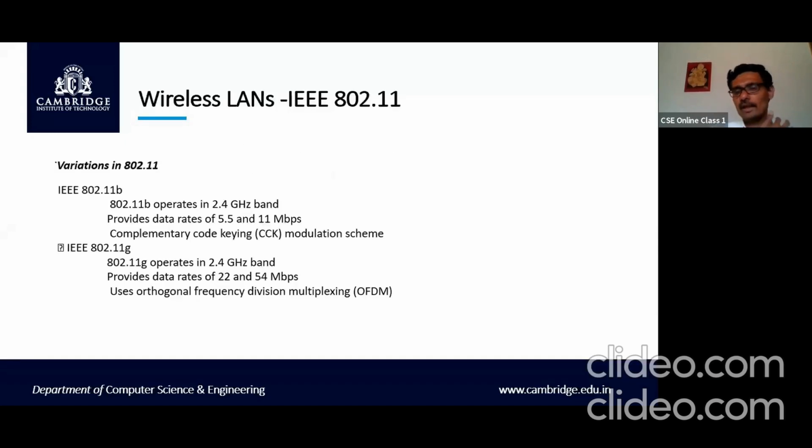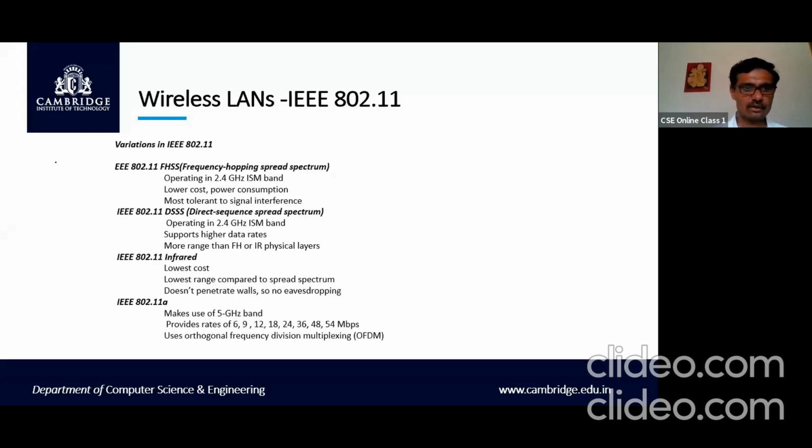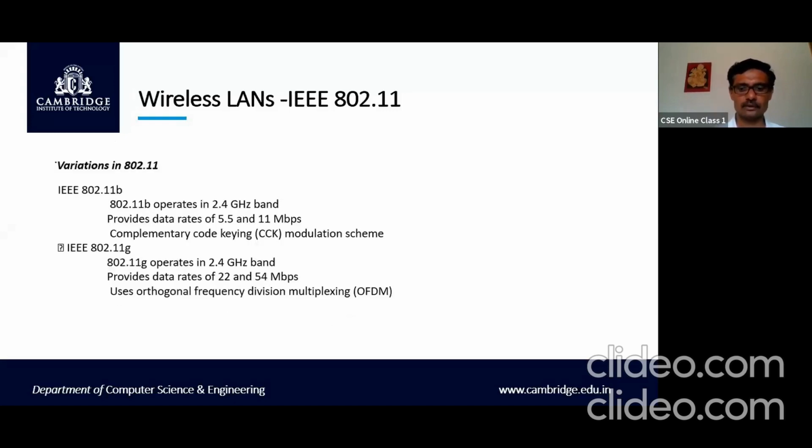Then we have discussed the frame structure and types of frames. There are 3 frames and different types of communications. Then we have discussed the physical layer implementation of IEEE 802.11. Finally, there are different variations of IEEE 802.11.